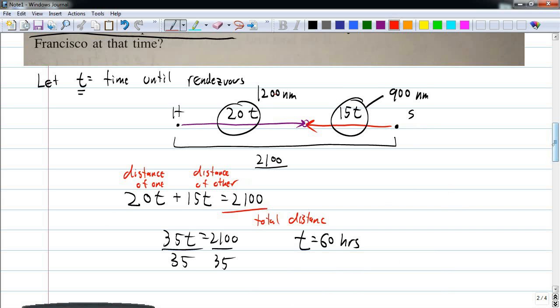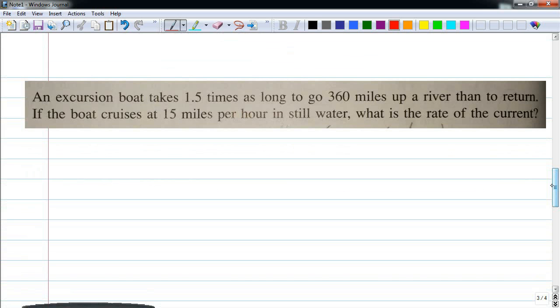Alright, let's move on. An excursion boat takes 1.5 times as long to go 360 miles up a river than to return. If the boat cruises at 15 miles an hour in still water, what's the rate of the current? Alright, I want to know the rate of the current. So let x equal the current.